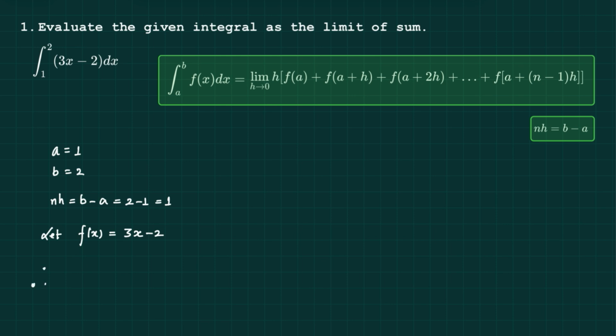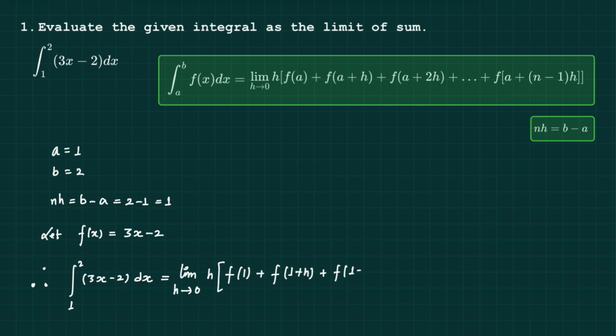Therefore, using the formula, integration from 1 to 2 of f of x, that is 3x minus 2 dx, equals limit h tends to 0 of h times f of a, and since the value of a is 1 here, it is f of 1 plus f of 1 plus h plus f of 1 plus 2h plus up to f of 1 plus n minus 1 into h.